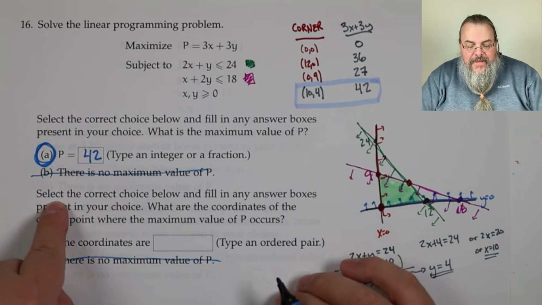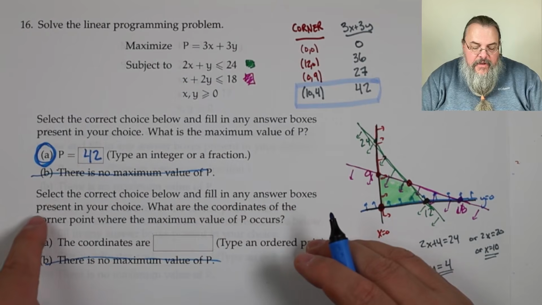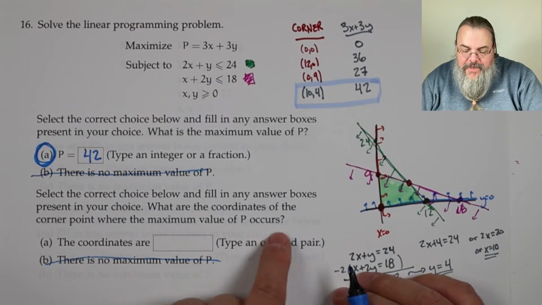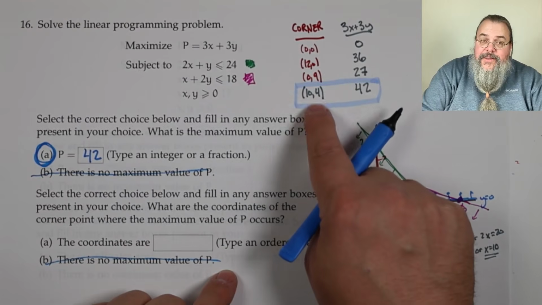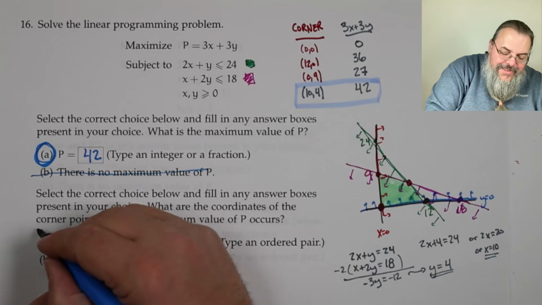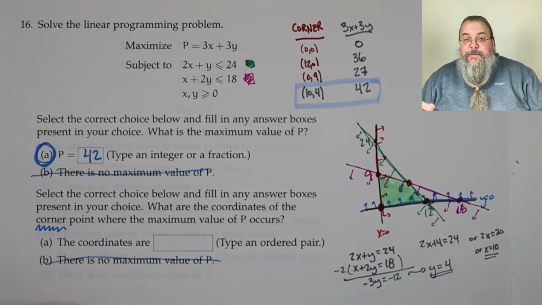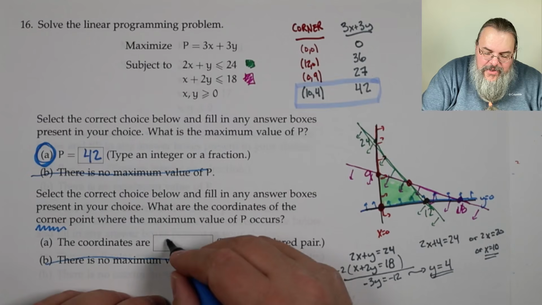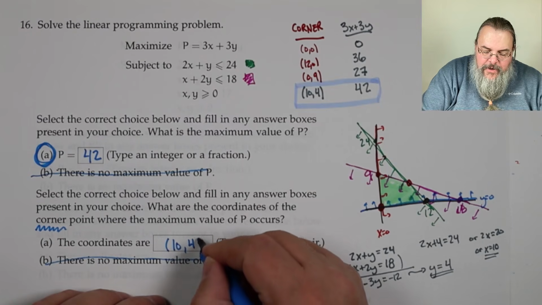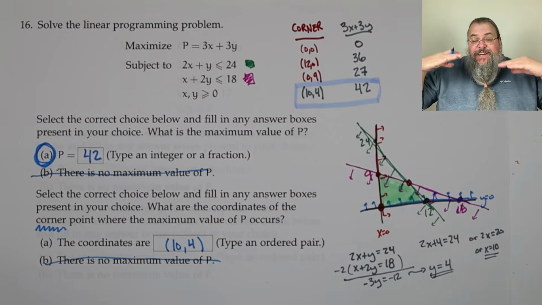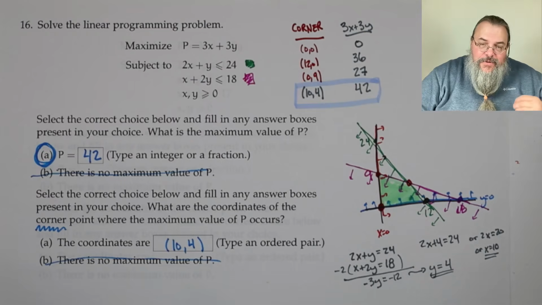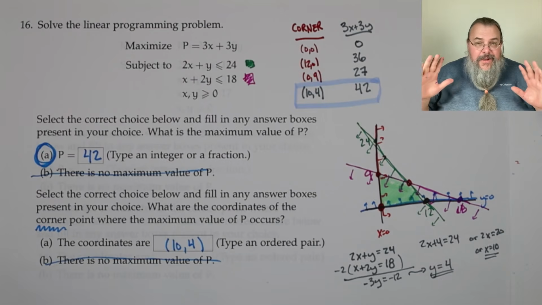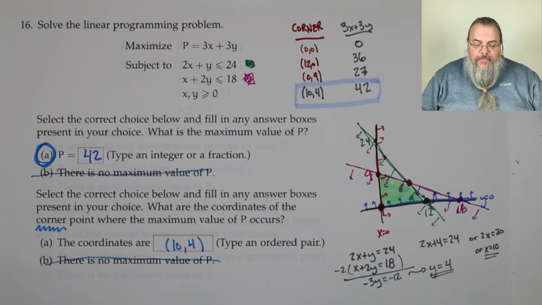Okay, next part. Select the correct choice below and fill in any answer boxes present in your choice. What are the coordinates of the corner point where the maximum value of P occurs? Well, that's at that corner. And notice they even told us right there. So even if we forgot, it's present in the answer. So the coordinates are 10, 4. It's possible in very unusual circumstances that you might have two corners being a maximum, but it's very rare. And so I highly doubt you'll see that. So don't stress about that.